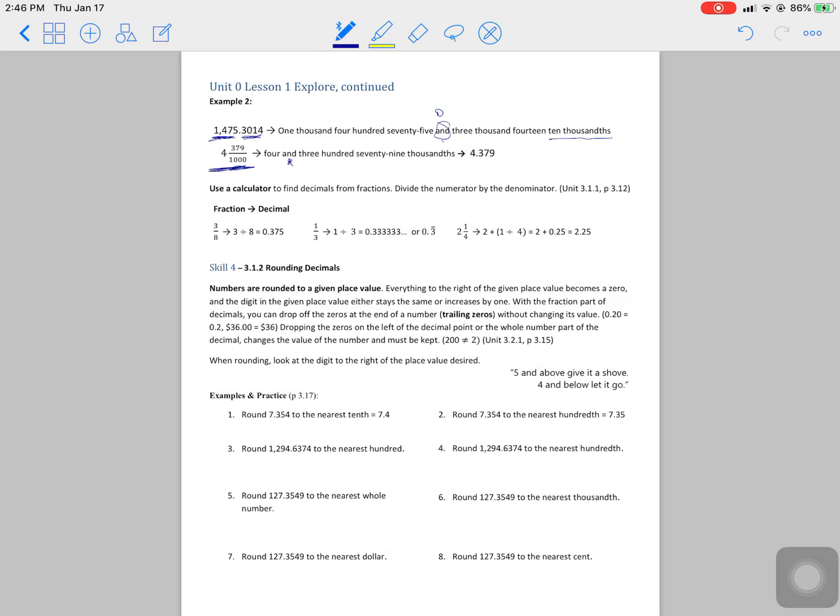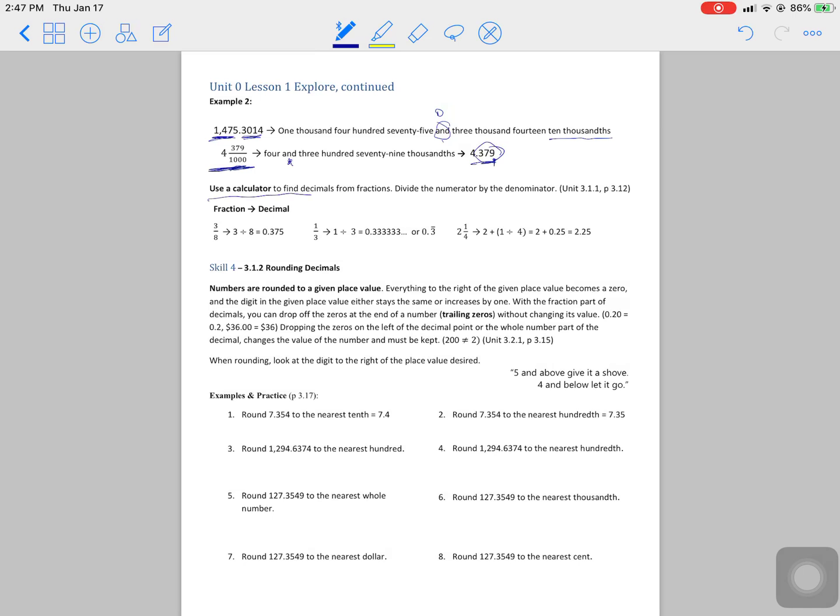Then 379 thousandths tells you that it's over here. If this number right here ends in the third place, then this whole number can be put over 1,000 for a fractional form, okay?